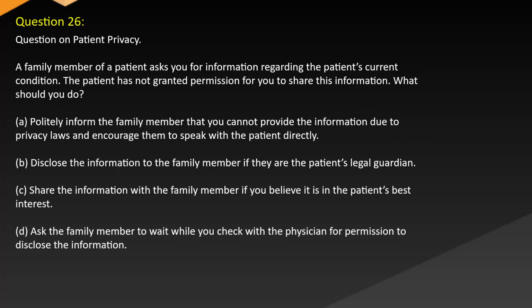Question 26. Question on patient privacy. A family member of a patient asks you for information regarding the patient's current condition. The patient has not granted permission for you to share this information. What should you do? A. Politely inform the family member that you cannot provide the information due to privacy laws and encourage them to speak with the patient directly. B. Disclose the information to the family member if they are the patient's legal guardian. C. Share the information with the family member if you believe it is in the patient's best interest. D. Ask the family member to wait while you check with the physician for permission to disclose the information.